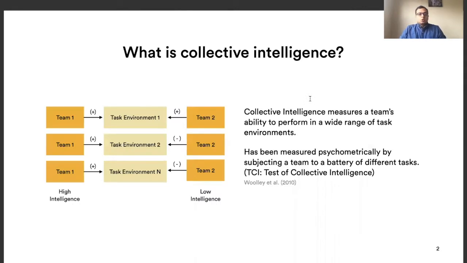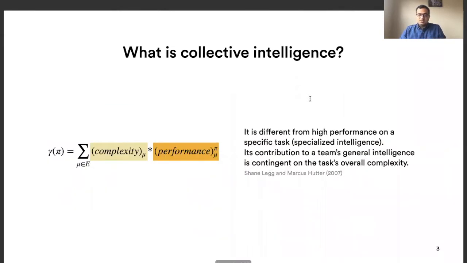So, we begin with what is collective intelligence? Collective intelligence is essentially a measure of a team's ability to perform across a wide range of tasks. This has been measured psychometrically by subjecting a team to a battery of different tests. For example, if team one performs very well across 5 or 6 different tasks, it is considered to have a higher intelligence than team two that has very high performance on one task but not on the others. This is quite important, like understanding how high performance on a specific task, that is specialized intelligence, is different.